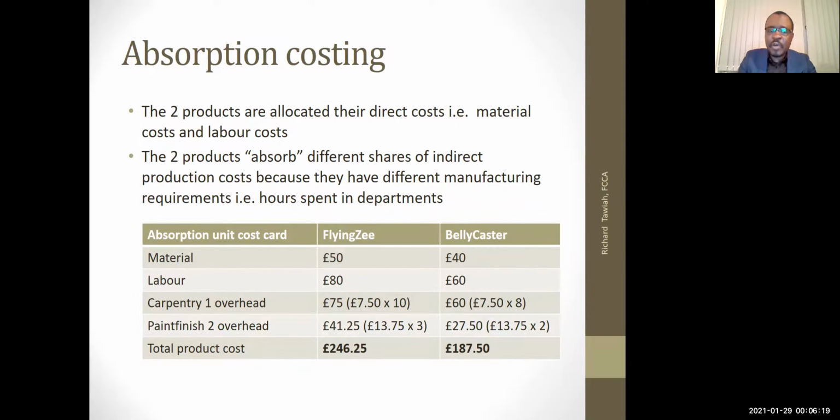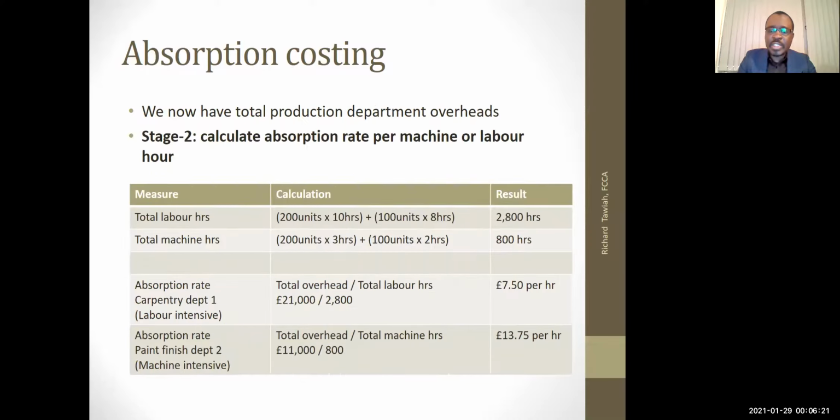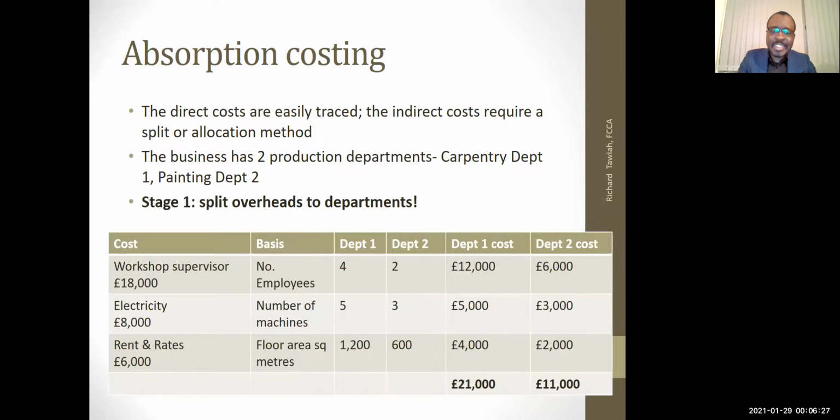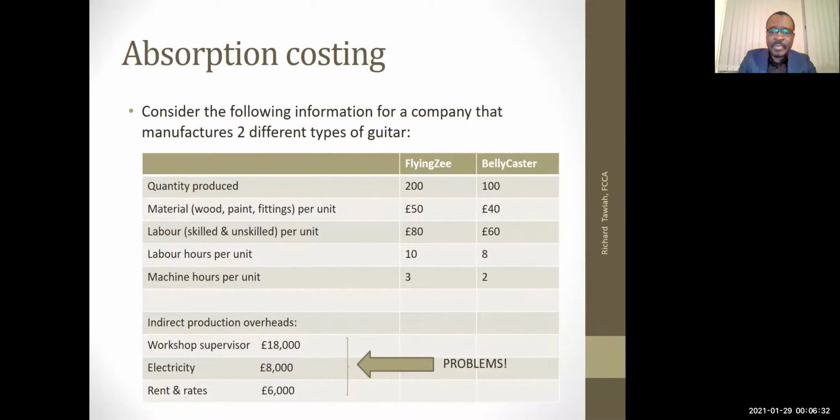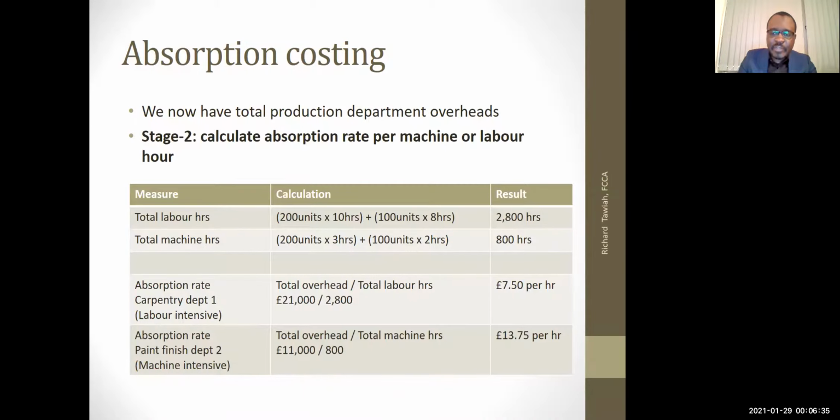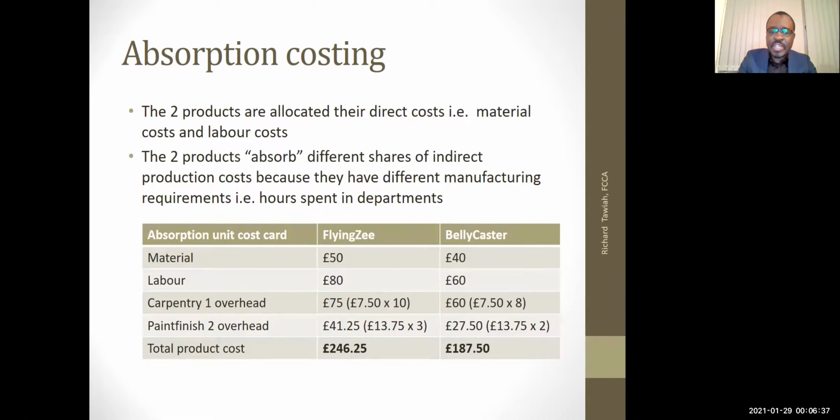For the painting or finishing of the Flying Z, what was the cost per unit which we absorbed? 13.5. And they used what? Machine hours, right? So what was the machine hours you found over there? 3. Okay, so we multiply our 13.5 by the 3 to give us 41. Do the same for belly caster, after which you then sum everything up. So you get the total product cost for Flying Z being the total direct cost, which is 50 plus 80, plus the overheads, which we have absorbed based on the absorption rate which we identified.